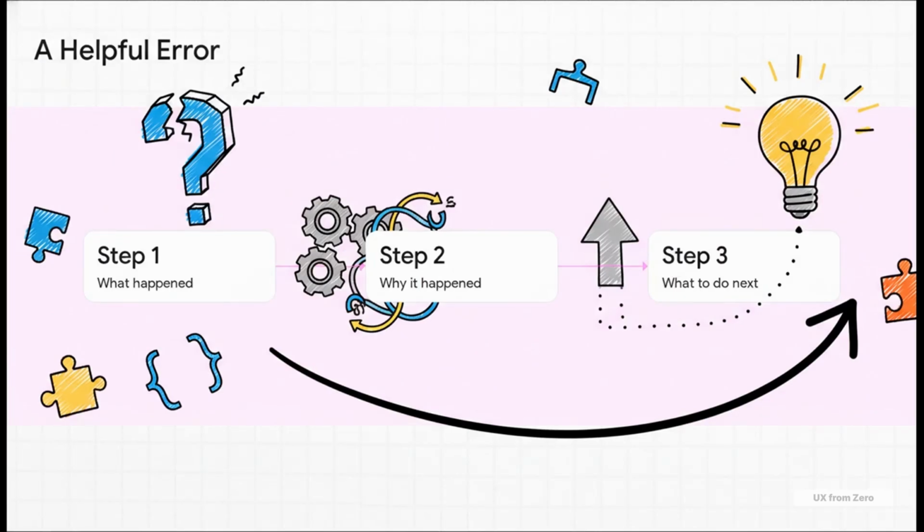And guess what? There's a simple recipe for this. A great, helpful error message always has 3 ingredients. 1, what happened? 2, why it happened? And 3, the most important part, what to do next. It gives the user a clear path forward, instead of leaving them stranded.